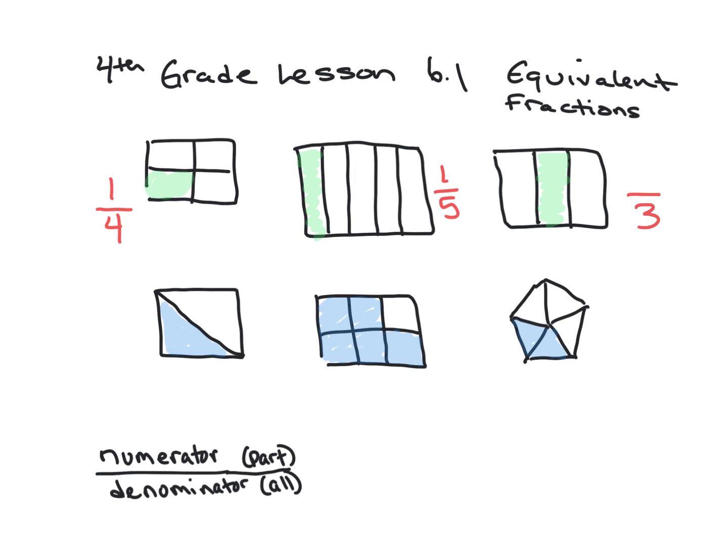Of this shape, how many total parts are there? There's 3 total parts. Of those 3 total parts, how many are shaded? Just the 1. How many total are possible here? 1, 2 equal parts. Of those 2, how many are shaded? 1. This is all fractions are representing.